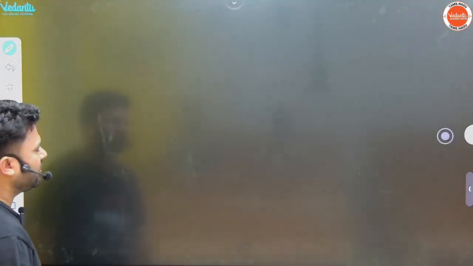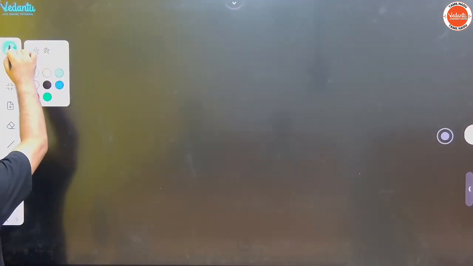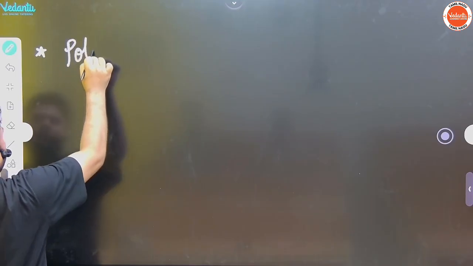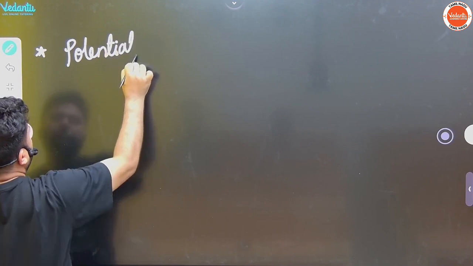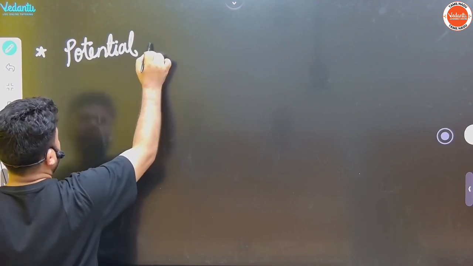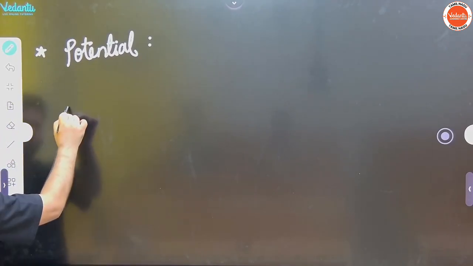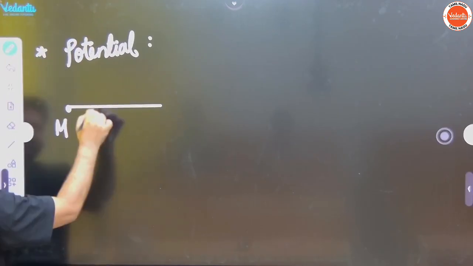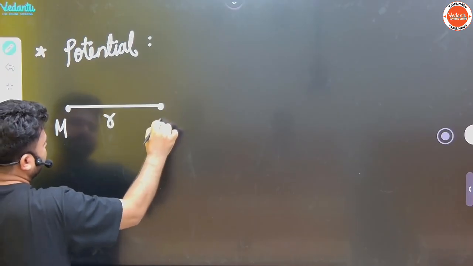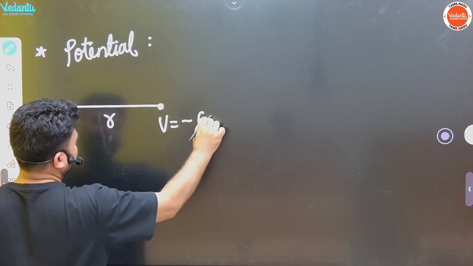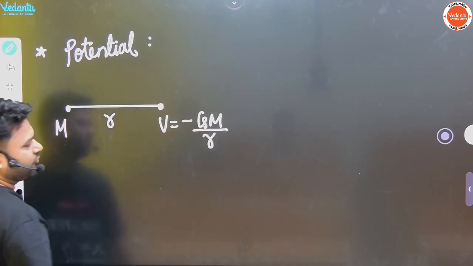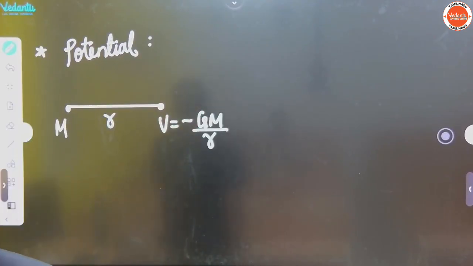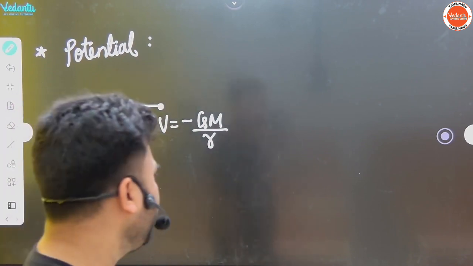Next. See, potential. So suppose there is any object M. If someone asks that at a distance r, what is the potential at this point? So the potential formula is minus Gm by r. This is the formula for potential. They will just ask that here is one mass. Due to this mass, what is the potential at this point? So remember minus Gm by r.